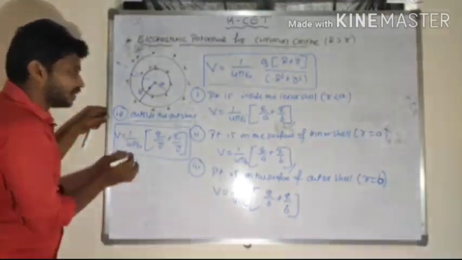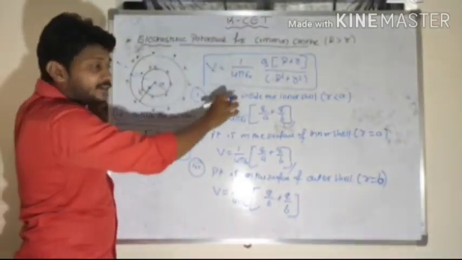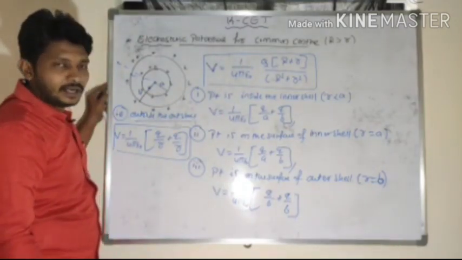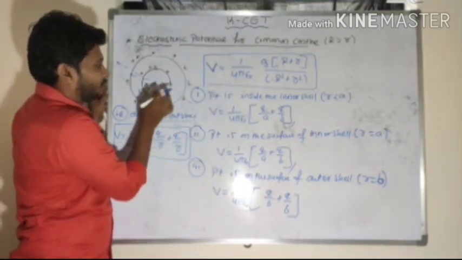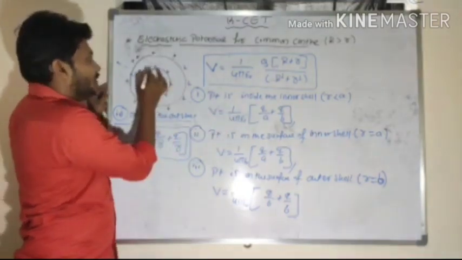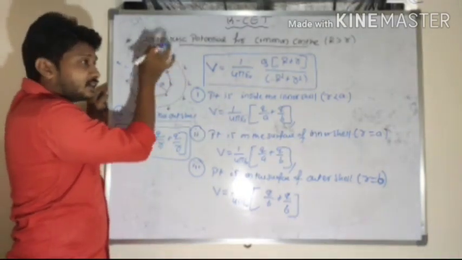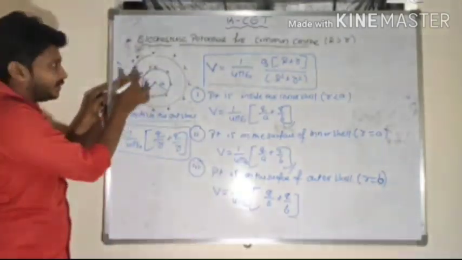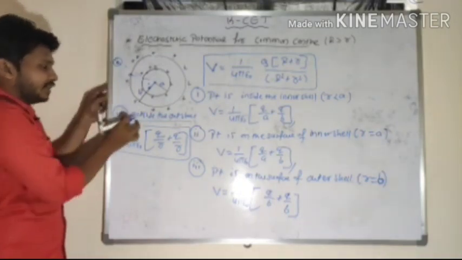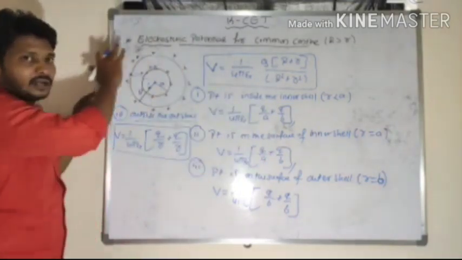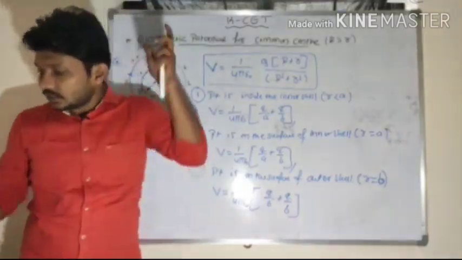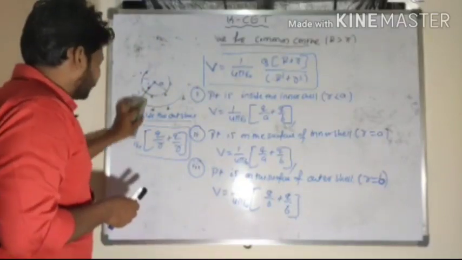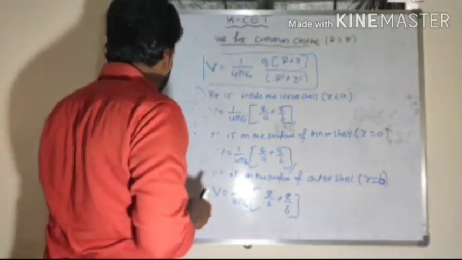So these are all the connecting formulas for the concentric sphere: 1 by 4 pi epsilon naught Q into R plus R divided by r square plus r square, when the point of observation is inside the inner sphere, on the surface of the inner sphere, on the surface of the outer sphere, or outside the outer surface. First you list out the formulas. I will send that formula list and we'll look at some questions related to electrostatic potential.